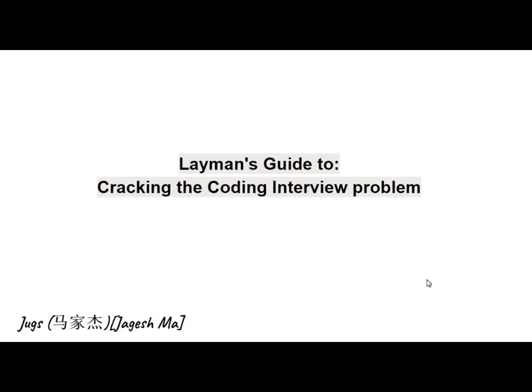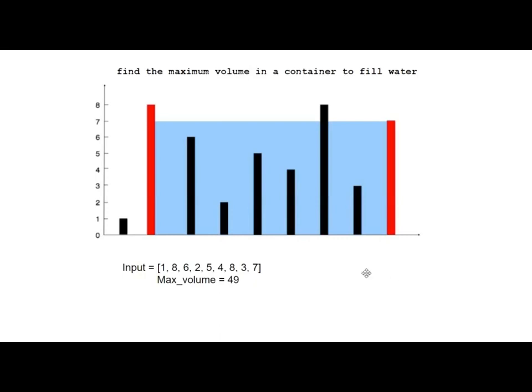So here's our problem. We are given an input array, and we need to find the maximum volume in the container to fill the water. For example, if this is the given input, we need to find out the maximum volume that can be created using this as a volume. So for example, we have an input of 1 8 6 2 5 4 8 3 7, right?